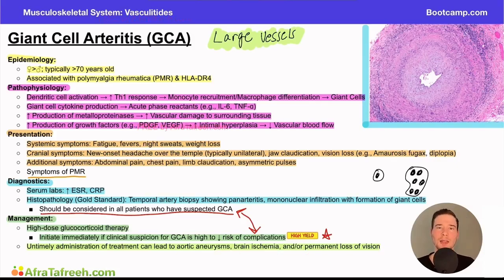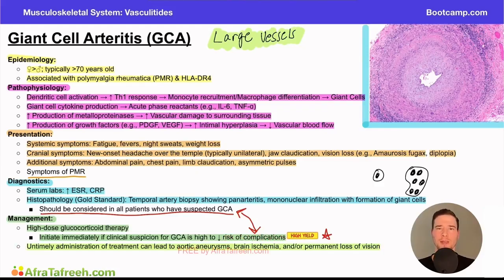So if the question asks which of the following is the next best step and you suspect giant cell arteritis, do not pick get a biopsy if you can give steroids first. You always give the steroids first before you do the biopsy because of the fear of a very serious complication occurring in the patient.